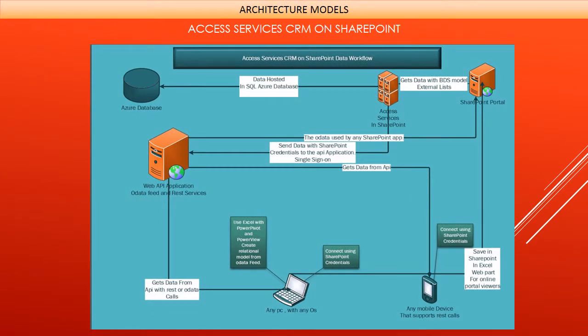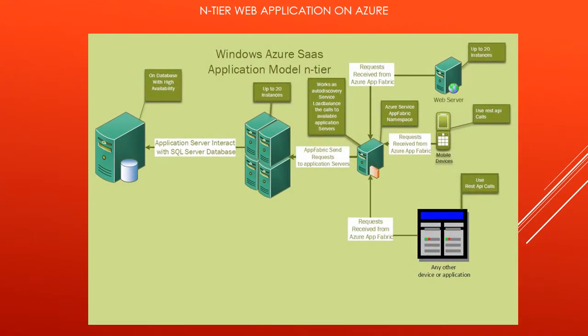The diagram shows how a Web API to ASP.NET application can be used to expose, through a secure connection with SharePoint, data from the Access Web App to mobile and desktop user clients. This is an N-tier application model using Windows Azure infrastructure.